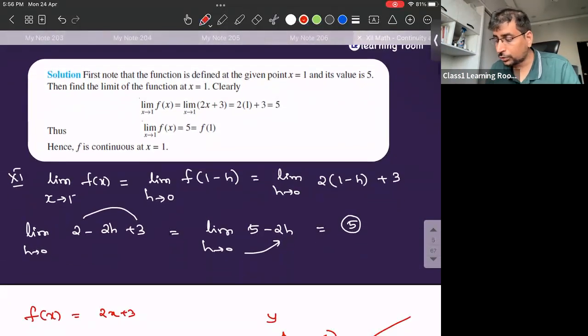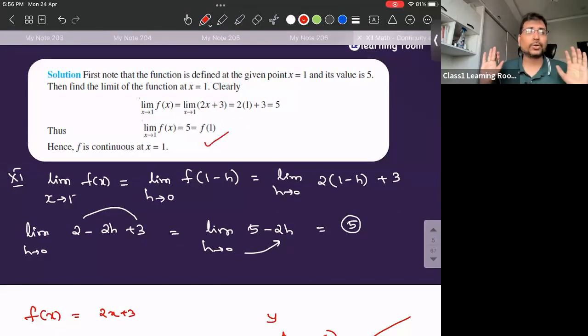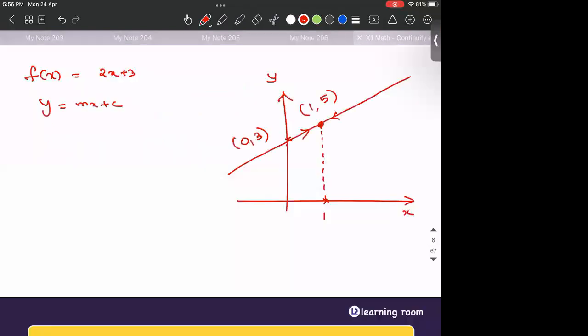If you look at the solution from your textbook, this is all you need to do. Am I clear? Shall I proceed? Yes, sir.